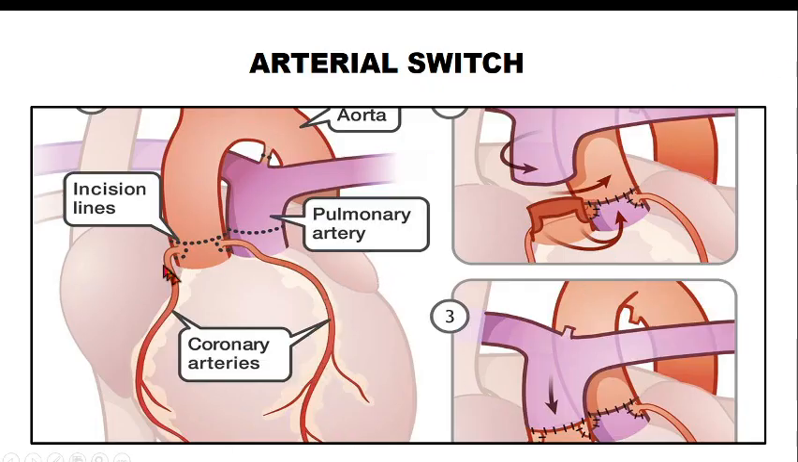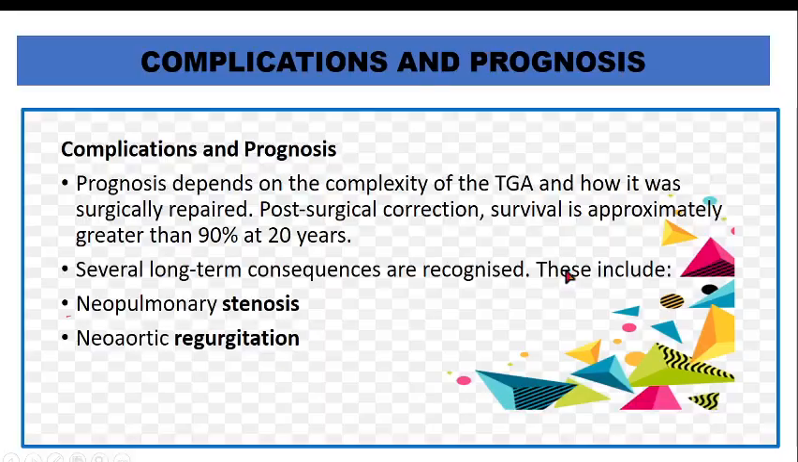Can you see this? So these are incision lines. This is pulmonary artery. So these are coronary arteries. Okay, so what we need to do is we just switch it. जहाँ से aorta start हो रहा था वहाँ से उसको exchange कर रहे हैं. So this is called as arterial switch.